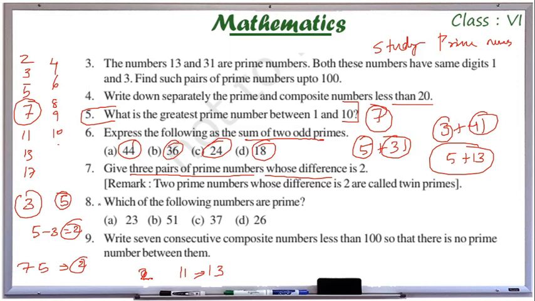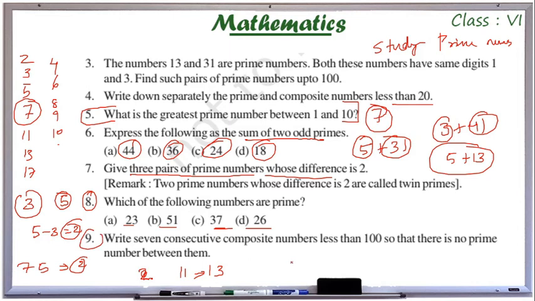Then coming to the 8th question: which of the following numbers is prime? You have to do it as homework. We already studied prime numbers up to 100. And 9th question: write 7 consecutive composite numbers less than 100 so that there is no prime number between them. So do it as homework.